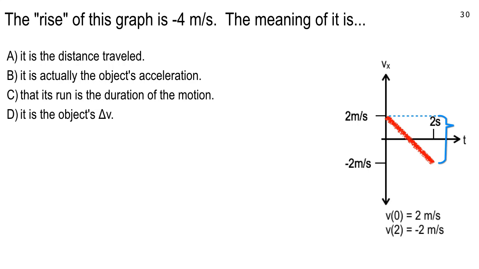10, 9, 8, 7, 6, 5, 4, 3, 2, 1. Come on, you guys. Come on, make a decision. All right. Yeah, it's just the delta V. That's the delta V. All right. So the run is your delta T, and the rise, whether it's a negative or a positive, that's your delta V. So this would be negative 4 meters per second of delta V. All right?